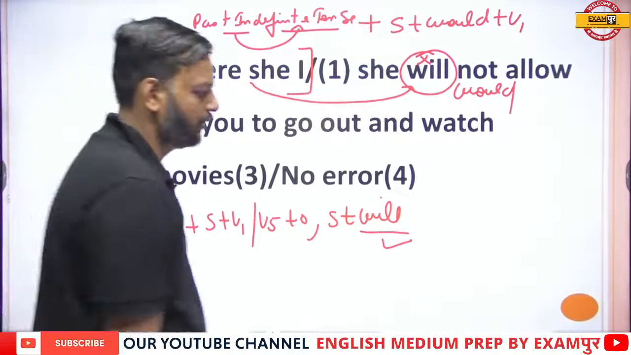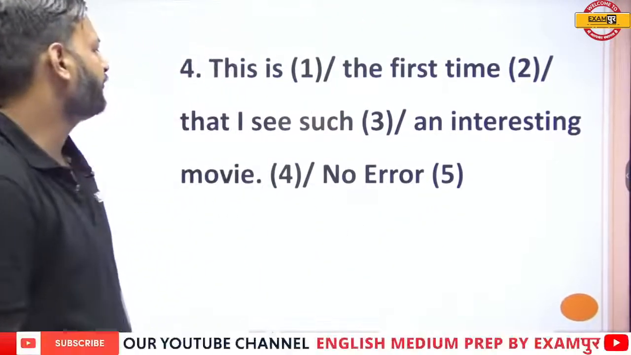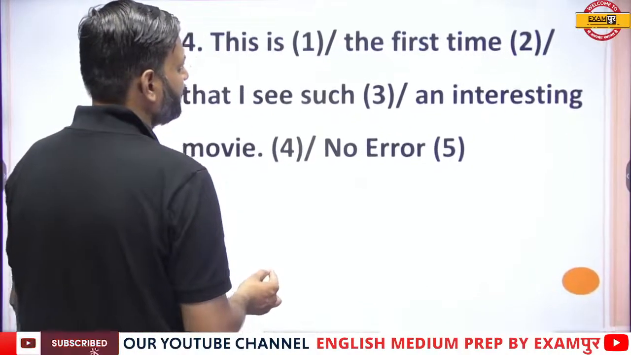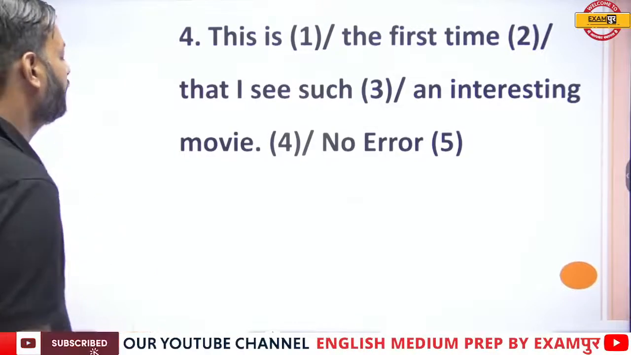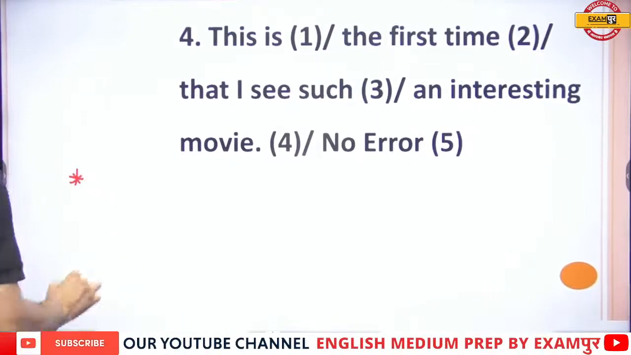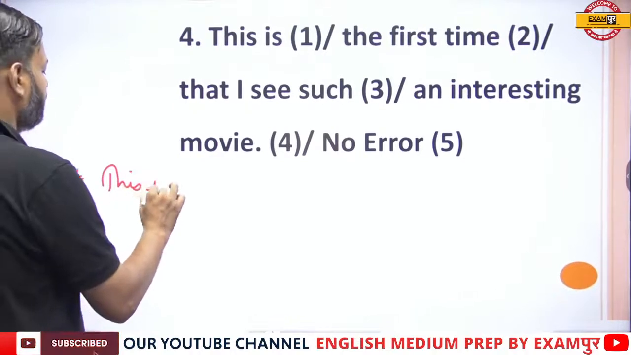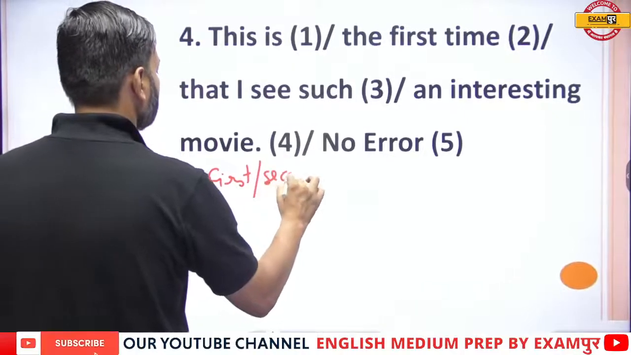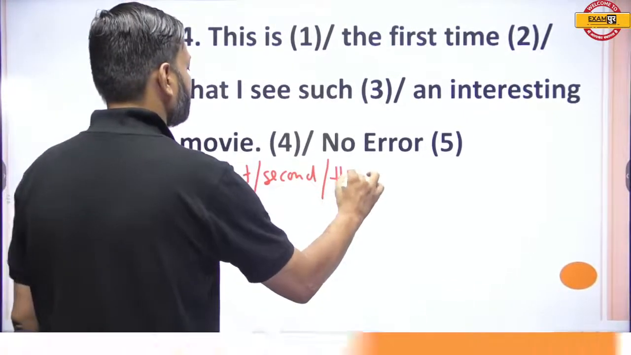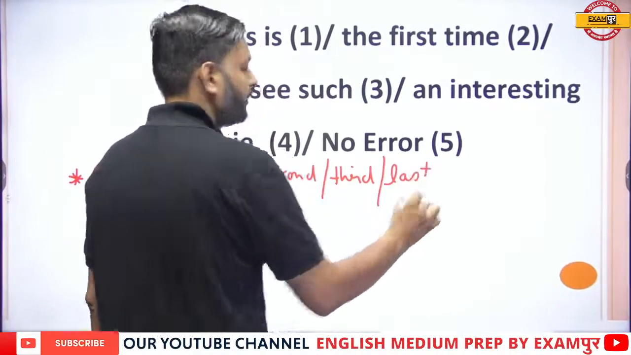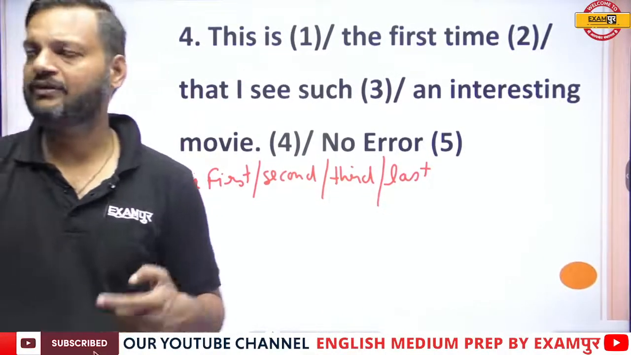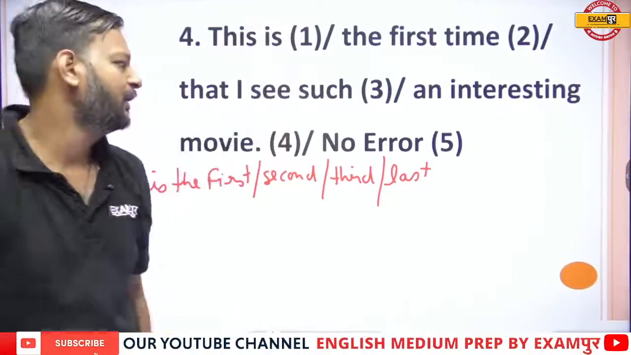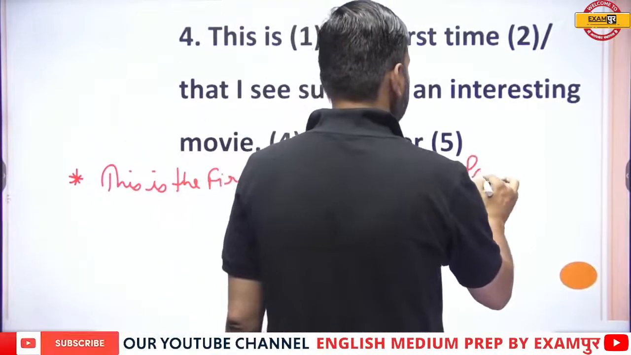Now next question. This is the first time that I see such an interesting movie. So this is a very simple question and a very important question as well. Whenever a sentence starts with this is the first time, second time, third time, fourth time, and so on, and last time, the tense would be present perfect.